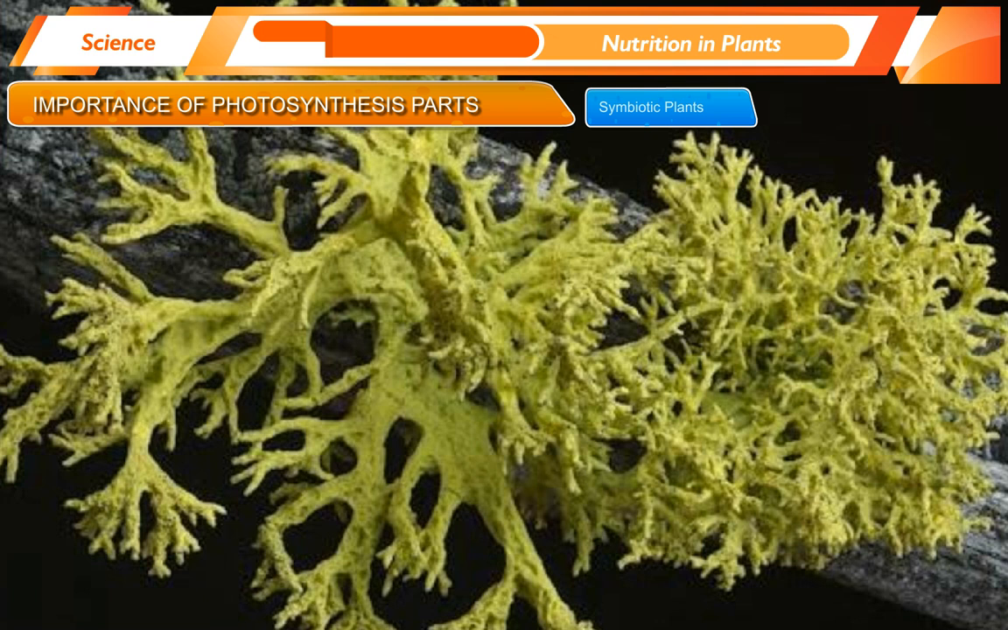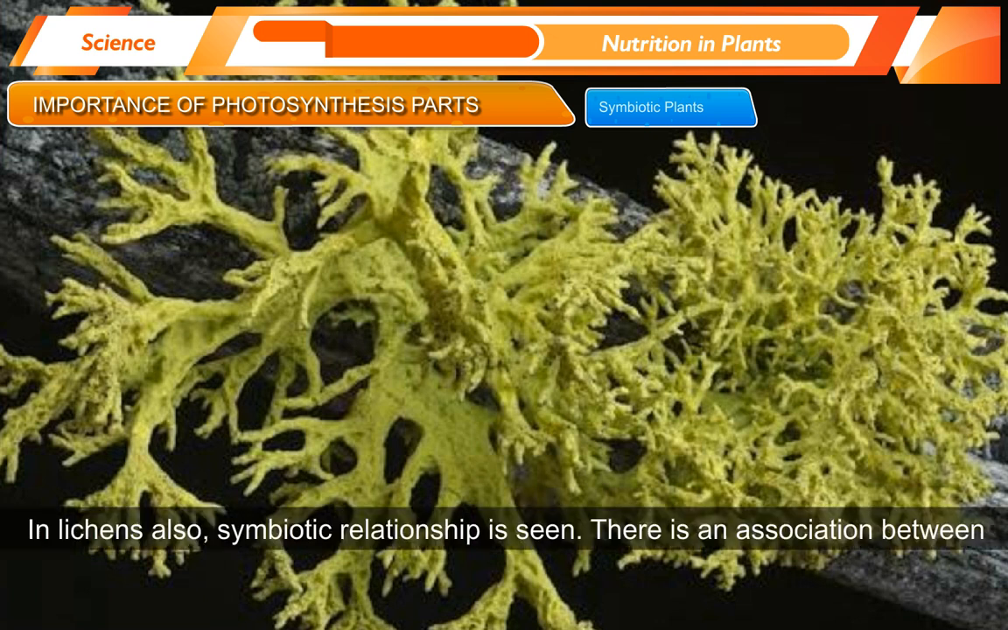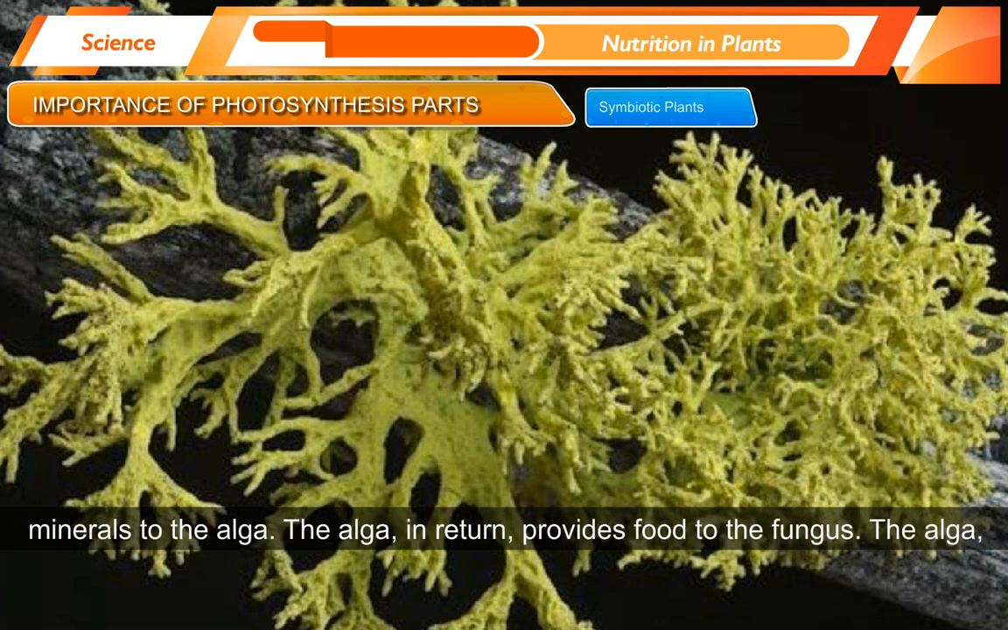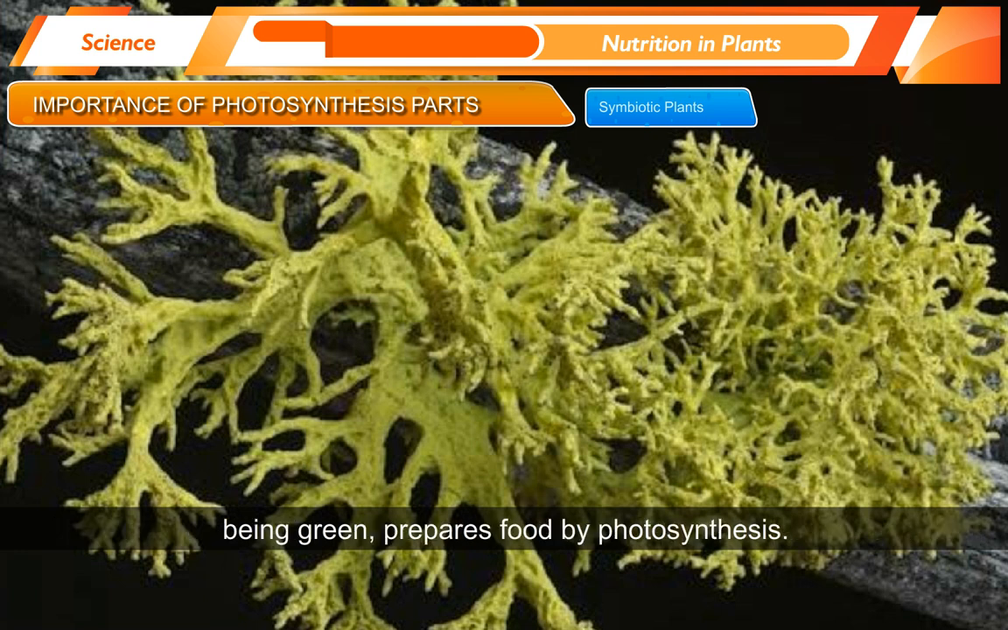Symbiotic plants. In lichens also, symbiotic relationship is seen. There is an association between a green alga and a non-green fungus. The fungus provides shelter, water, and minerals to the alga. The alga, in return, provides food to the fungus. The alga, being green, prepares food by photosynthesis.